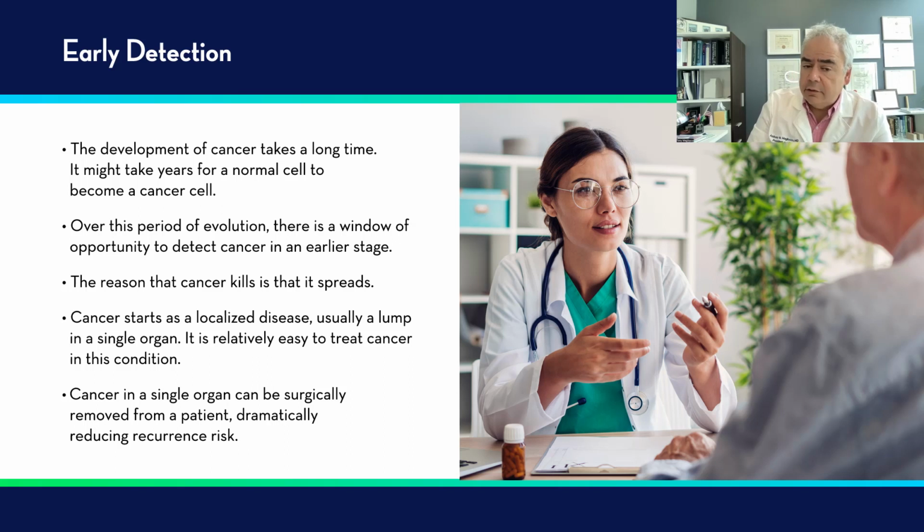So the reason that cancer kills is because it spreads. Initially, cancer starts as a localized disease, usually localized as a lump in a single organ. So when a cancer is in this condition before it has spread, it can be fairly easy to treat. It can be surgically removed and really completely removed from the patient, dramatically reducing the risk of recurrence. One of the key strategies is, first of all, prevention, but if a cancer is present, to detect it as early a stage as possible.